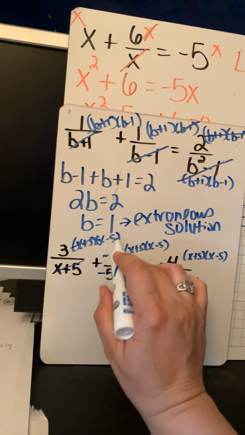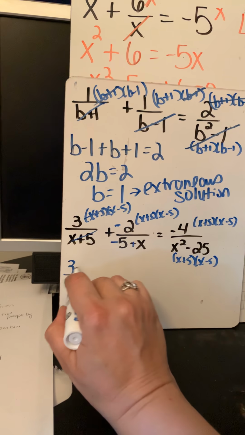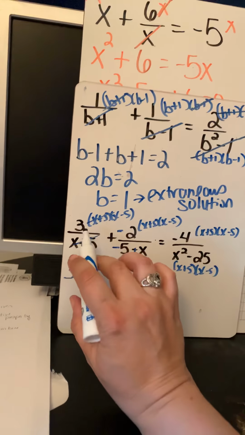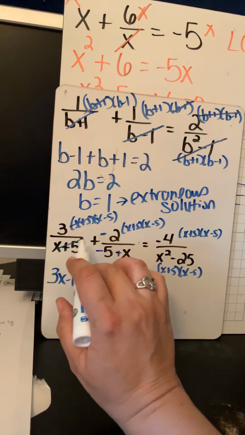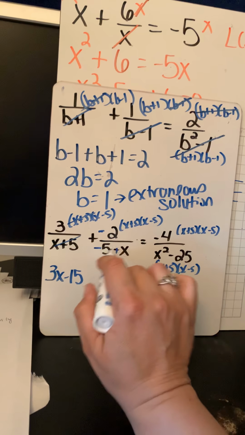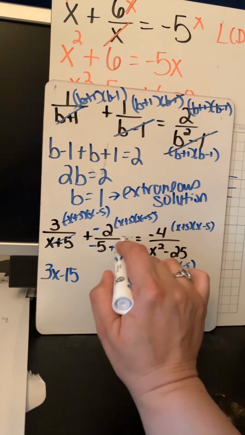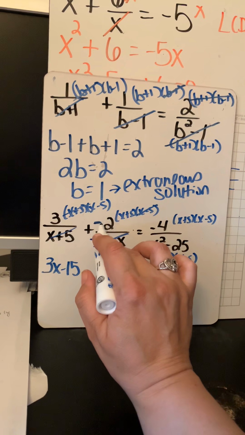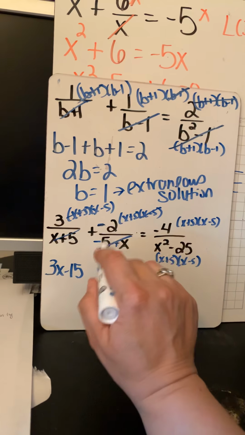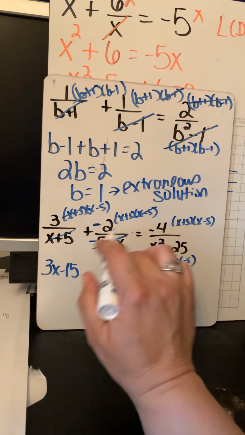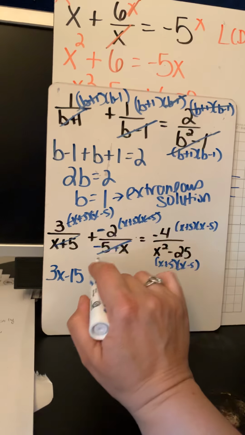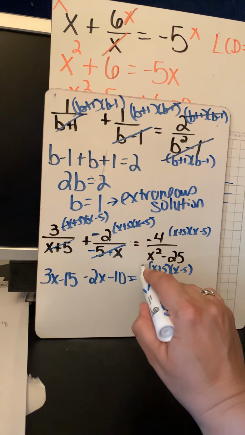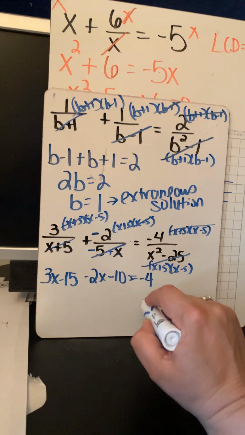I'm left with 3x minus 5, so I'm going to distribute that through. 3x minus 15. I just took the 3 all the way through. Here, the x minus 5 cancels. So now I'm going to take my negative 2 all the way through. And again, why that's negative is because I switched the signs on all of these to make it easier to see how to cancel it. Negative 2x minus 10 equals, the whole thing cancels, negative 4.